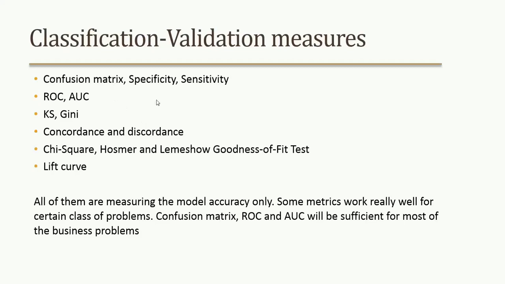Confusion matrix. Within confusion matrix we can derive specificity, sensitivity, ROC, AUC curves, KS and Gini, concordance, discordance, chi-square, Hosmer-Lemeshow chi-square, lift curves. There are in fact many more. In fact, all of them are measuring the model accuracy only. Some metrics work well with a certain class of problems. Confusion matrix, ROC, AUC, most of the times they are sufficient, but in specific problems we use metrics like KS, Gini and lift curves.